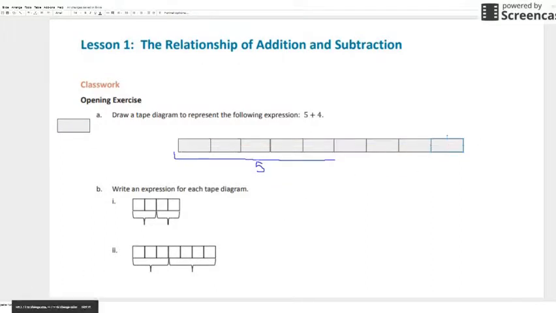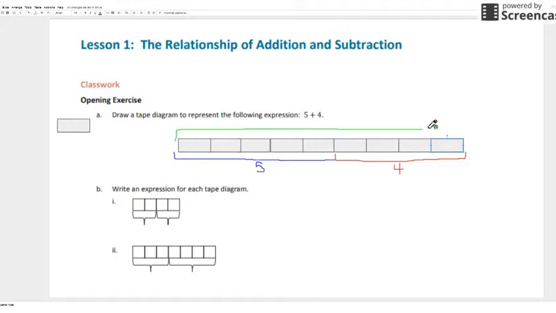So I'm going to take a different color. And from here to here is the addition of 4. And all together we see the representation of 9 boxes. So 5 plus 4 equals 9, because there are 9 boxes here all together.